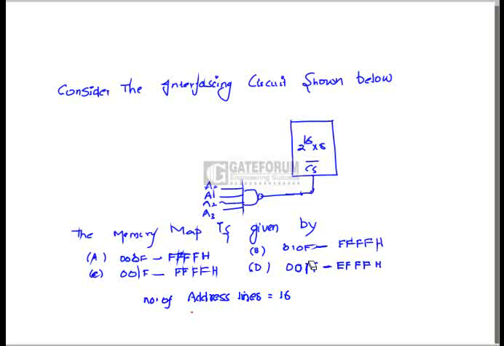Out of the 16 address lines, we are using 4 address lines for decoding logic, which will enable the memory IC. So out of the 16 lines, we are using 4. After removing the 4 address lines, we are going to have 12 address lines, as follows.